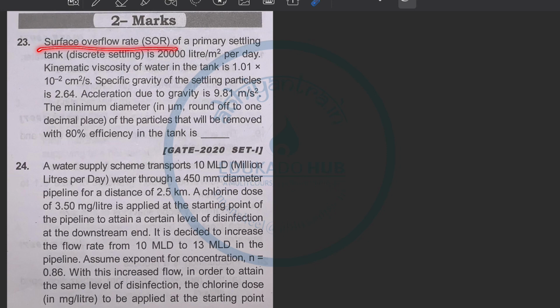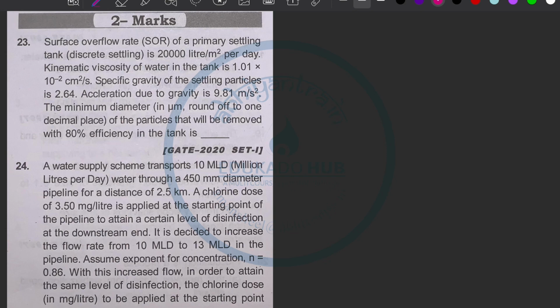Surface overflow rate of a primary settling tank is 20,000 liter per meter square per day. Kinematic viscosity of the water in the tank is this much. Specific gravity is this much. Acceleration due to gravity this much. Minimum diameter of the particle that will be removed with 80% efficiency in the tank. It is asking about the minimum diameter of the particles that can be removed from the tank, right?